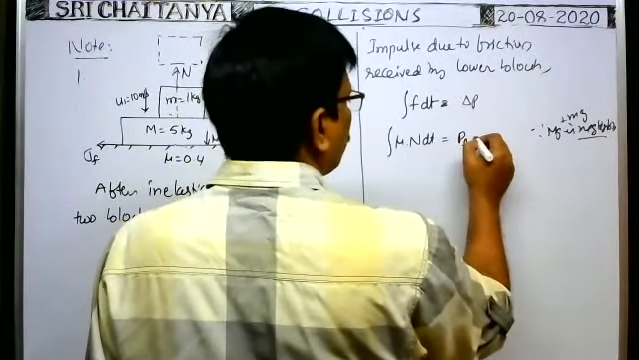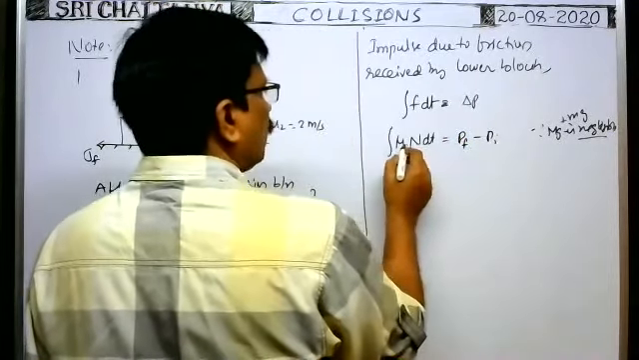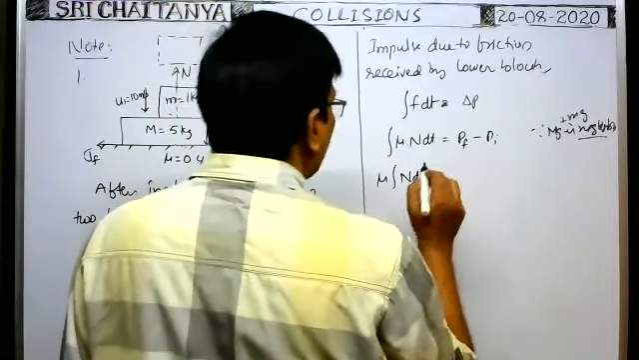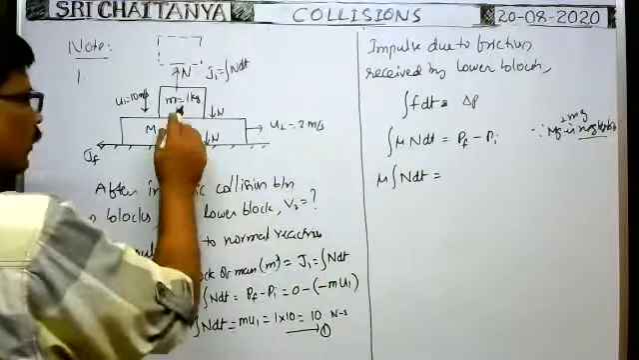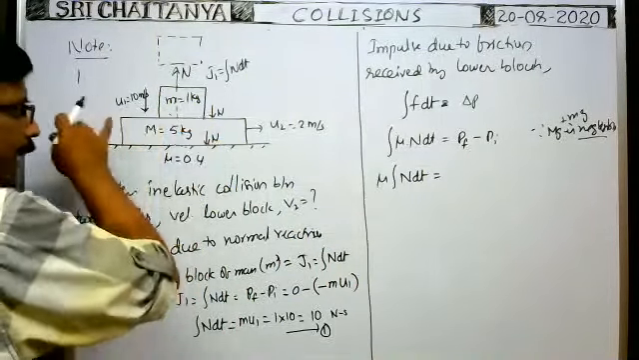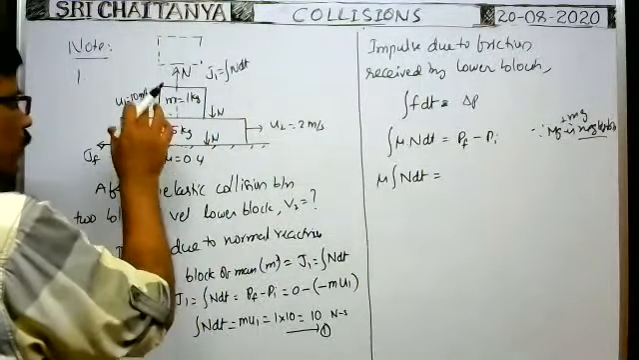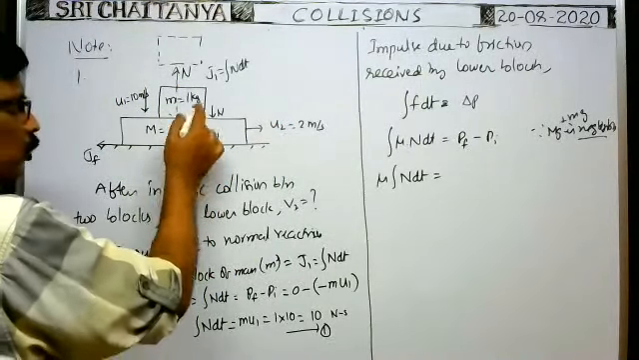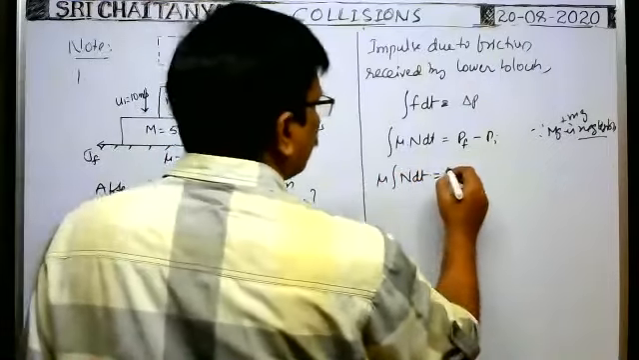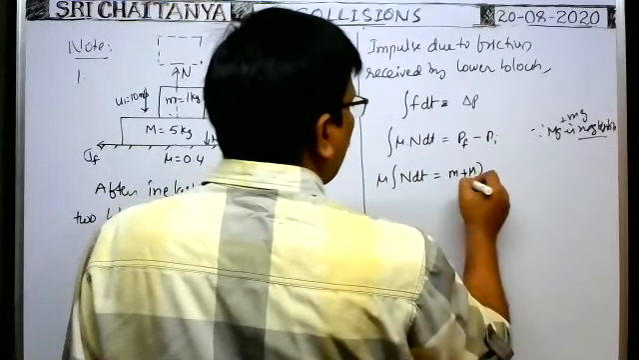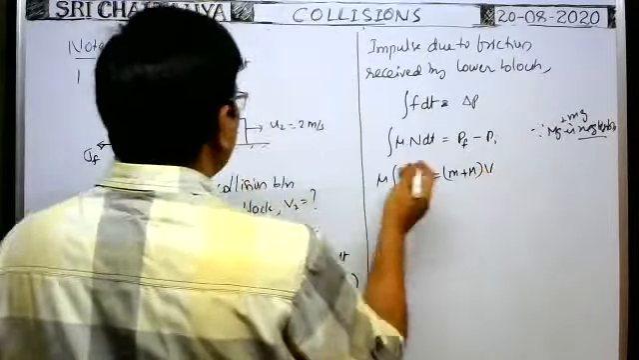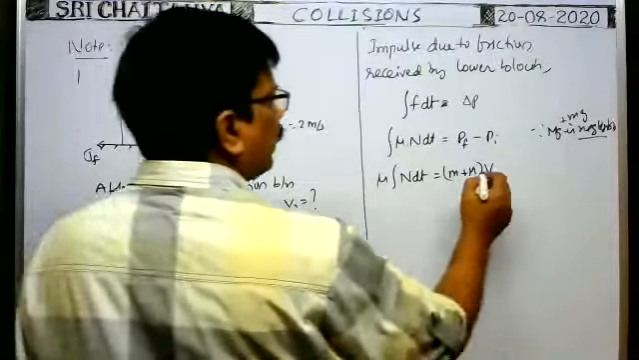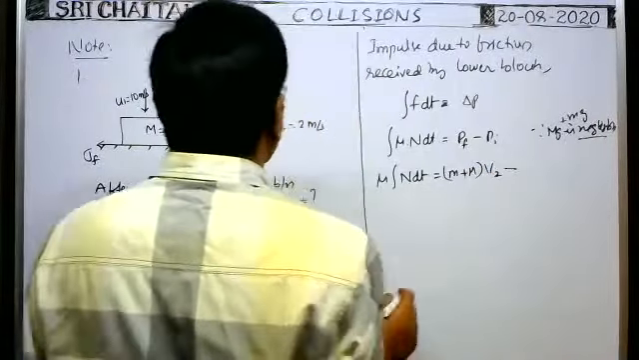That means final momentum minus initial momentum. You see, mu you write outside because that is constant, into integral ndt, that is equal to final momentum. Final momentum means, whenever the collision takes place here along horizontal direction, impulse is received by the system, because after collision the two bodies move together. That's why final momentum is small m plus capital M into common velocity, say v2, minus initial momentum.